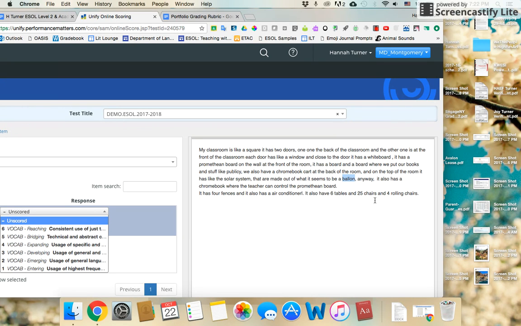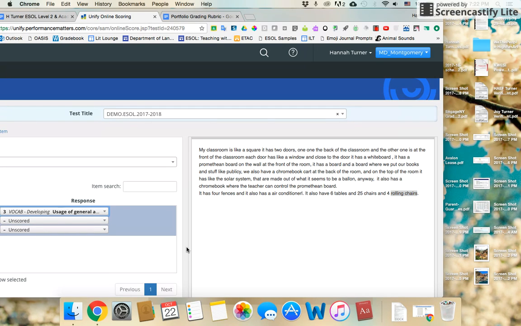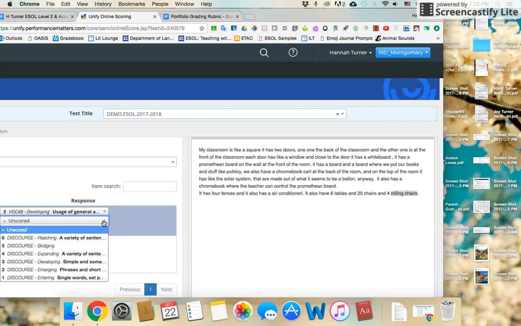We also have mention here of rolling chairs as opposed to just chairs. The more details you add in your language, the more likely you are going to have a higher score. This student would probably receive a 3 for their vocabulary. A level 4 may also be acceptable. Take a look at the discourse now. What level would you say this discourse is?